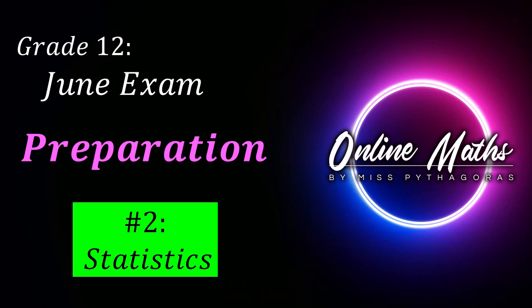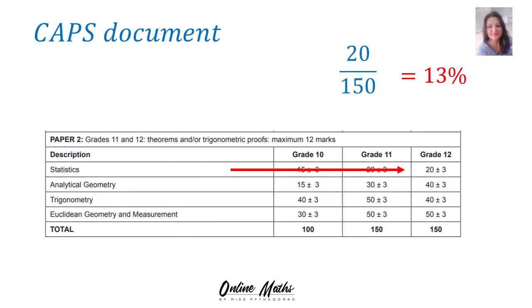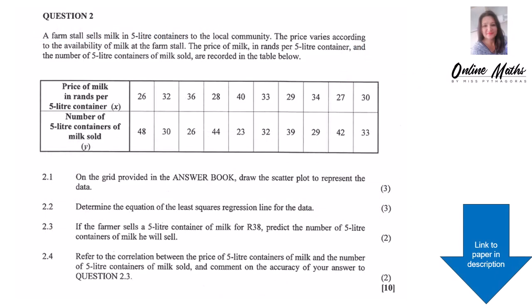I will discuss question 2 of the 2021 paper. Statistics counts 20 out of the 150 in your paper. This is the question. May I make a suggestion? Why don't you pause the video, answer the question, and then you can have a look at my answers.